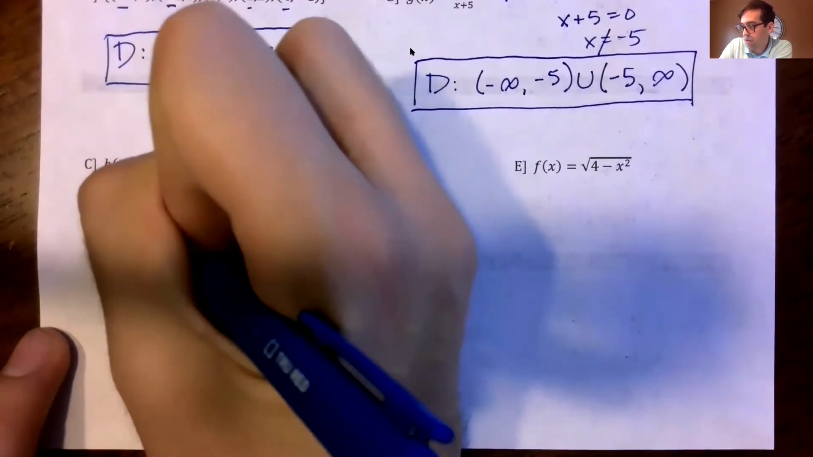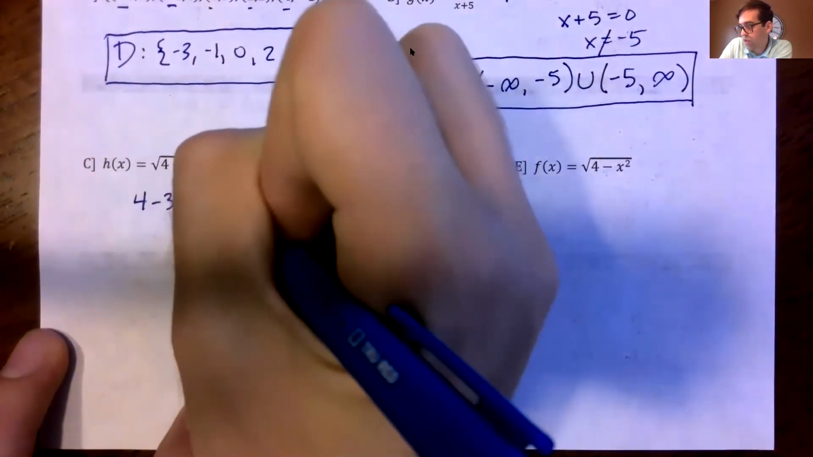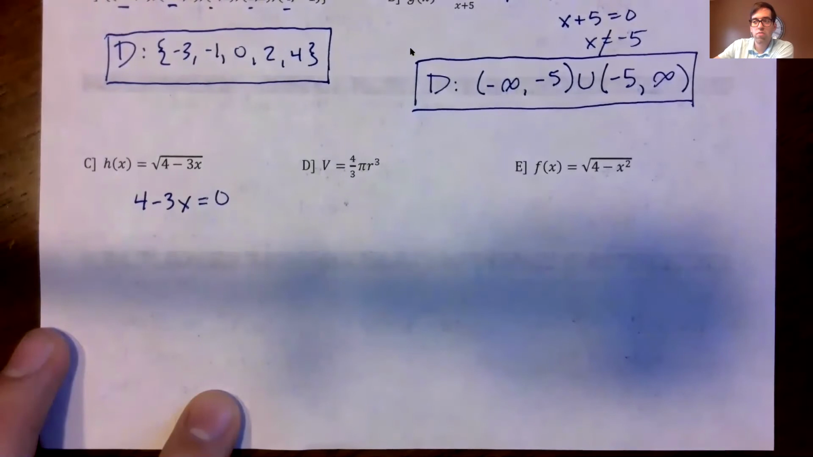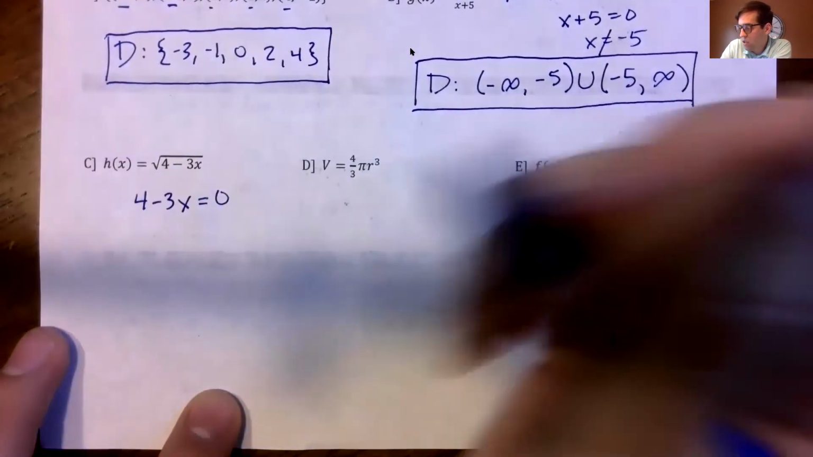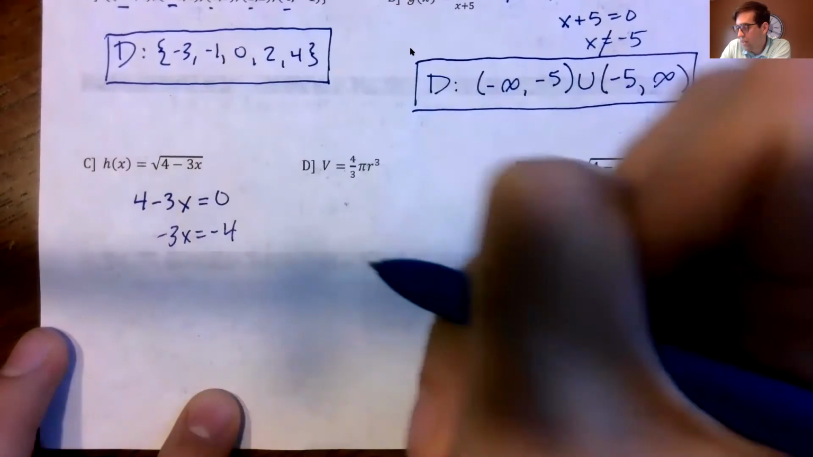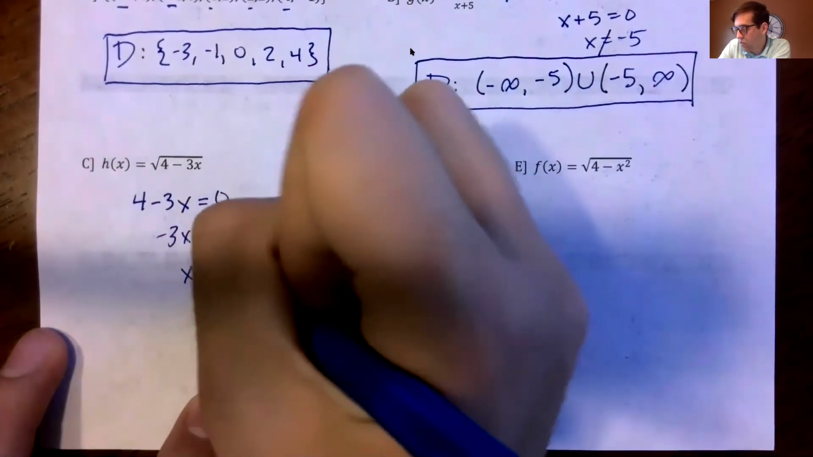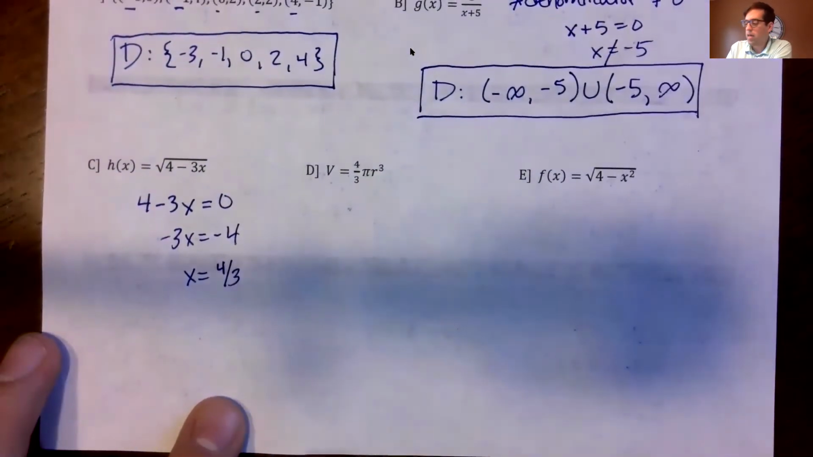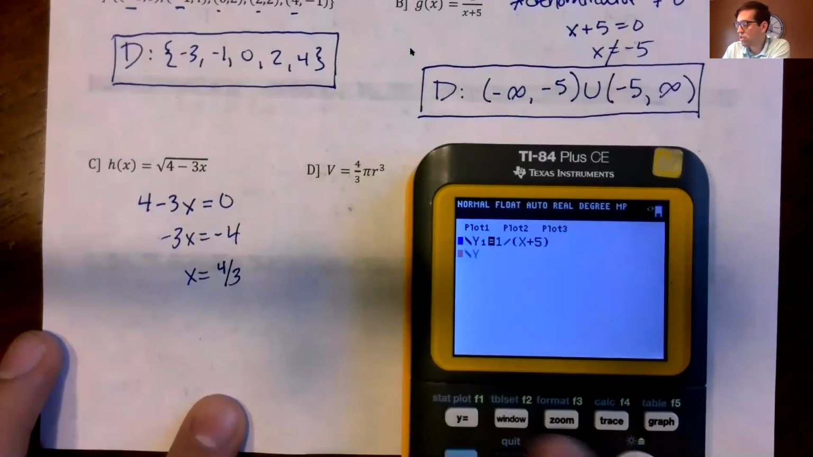And so to figure that out, we're going to take the inside and set it equal to 0, because when it changes from positive to negative, or when it crosses 0, that's when we're going to start to have an issue. So if I solve this for x, I'm going to subtract 4, and then divide by negative 3, we get x equals 4/3. And I'm going to look at the graph just to verify this.